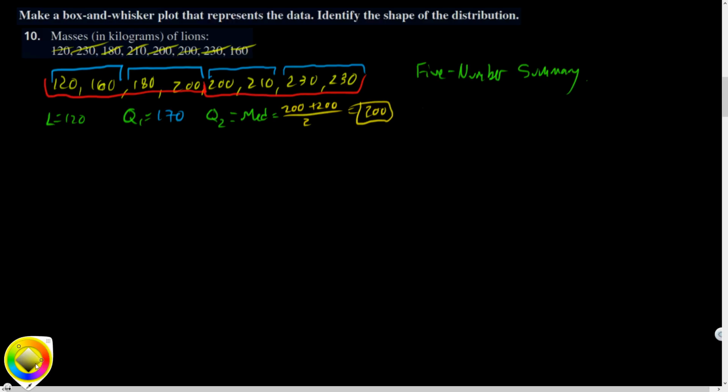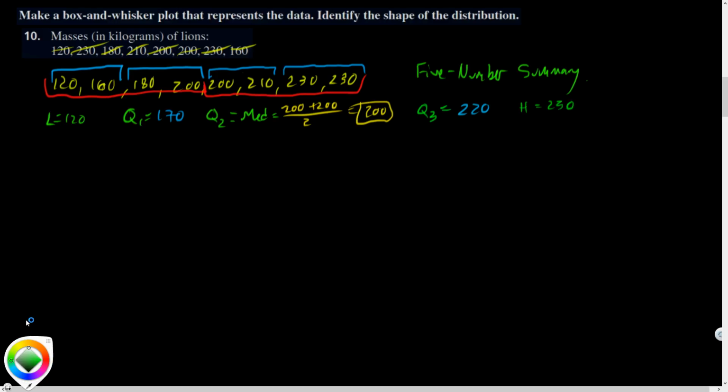Nice. Let's see. I might as well try to stay consistent with my color. There we go. So Q3 is going to be between 210 and 230, which is 220. And then lastly, what's the highest number?